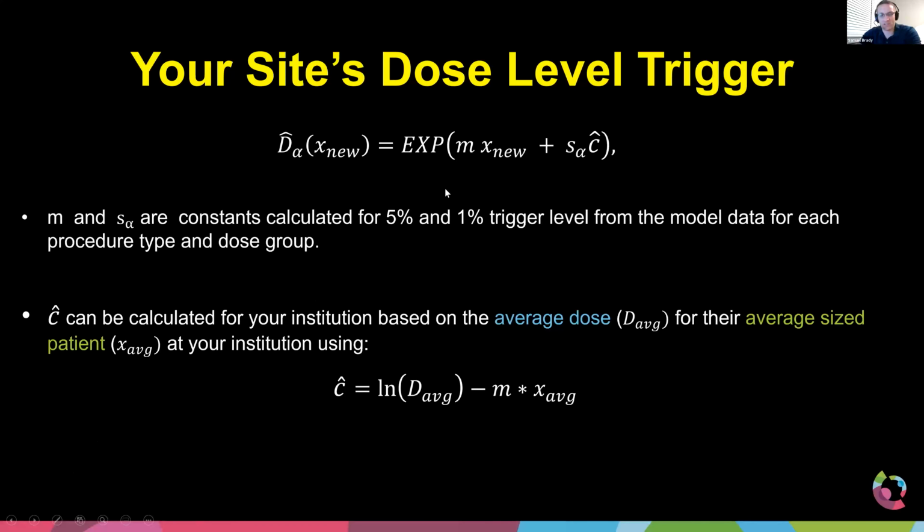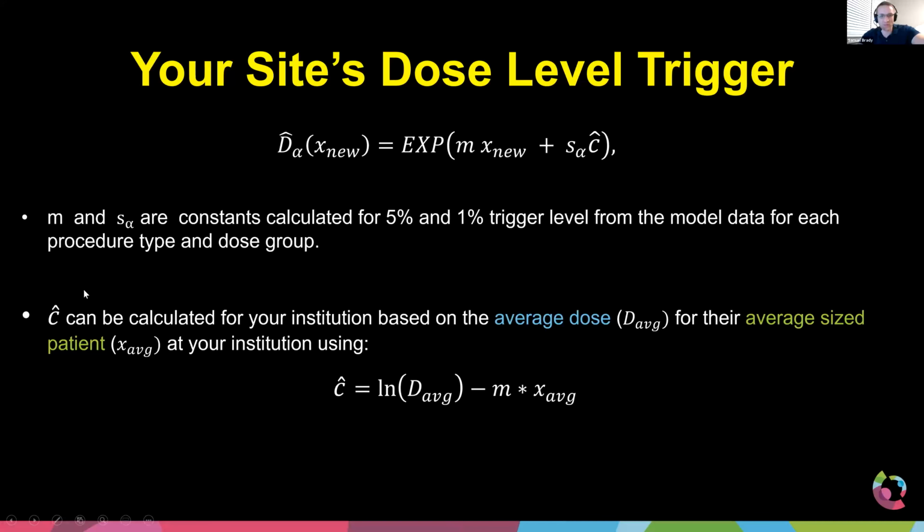What we did is we set up our alert levels at 5% and 1%. When you look at all the statistics, all of the doses, only 5% of our procedures would be over the 5% level, and only 1% of the procedures would be above the 1% level. So we're not talking about an alert level that'll trigger every day. It'll probably trigger maybe a handful of times a month or a year.